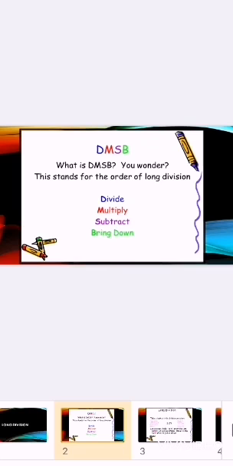Did anybody remember what Dad, Mother, Sister and Brother mean? Dad, D stands for division. Mother, M stands for multiplication. Sister, S stands for subtraction. And Brother, B stands for bring down. If you follow these 4 steps, long division is very easy for you.